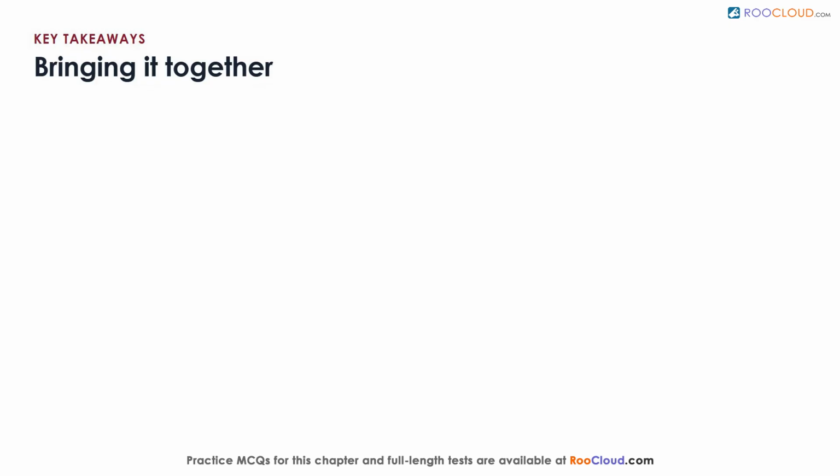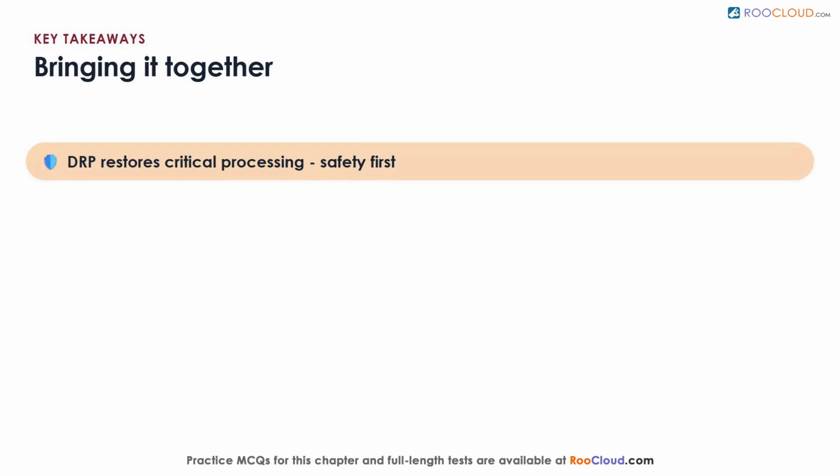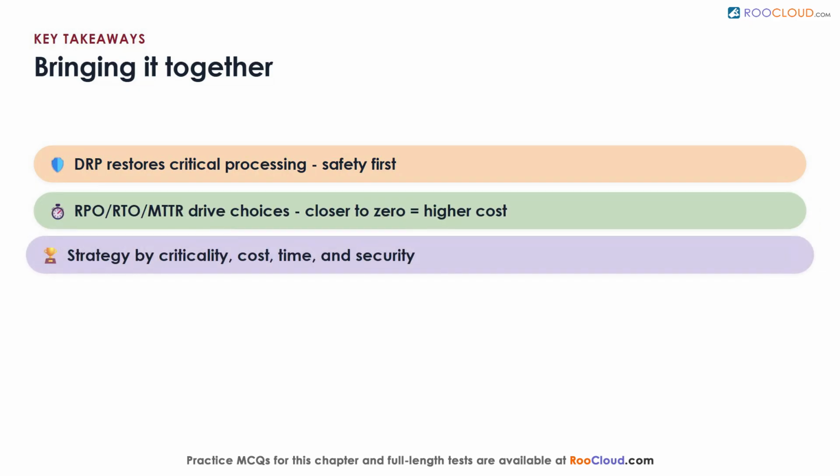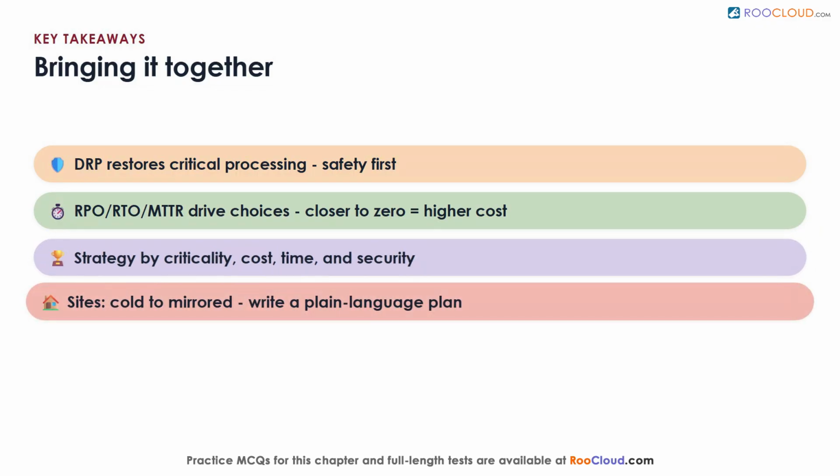So let's bring it together. A disaster recovery plan restores critical processing with safety first. Recovery point, recovery time, and mean time to repair drive your choices. Pick a strategy by criticality, cost, time, and security. Choose an alternate site from cold all the way to mirrored.